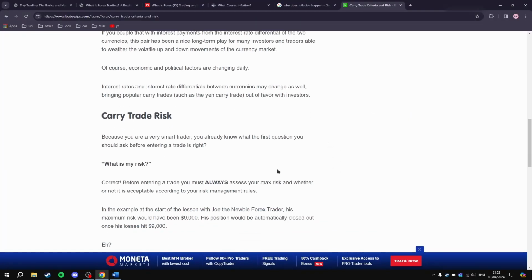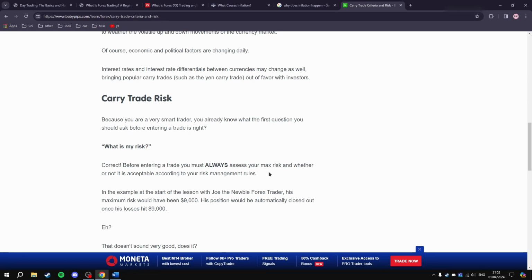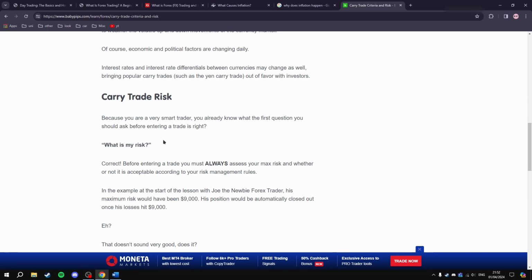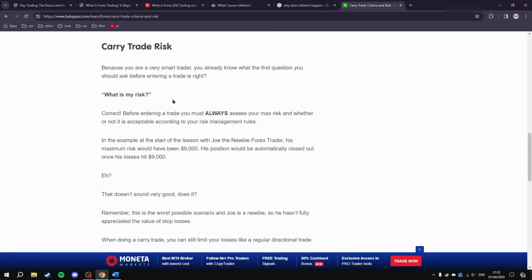Carry trade risk. Because you are a very smart trader, you already know what the first question you should ask before entering a trade is, right? What is my risk? Correct. Before entering a trade, you must always assess your max risk and whether or not it is acceptable according to your risk management rules.